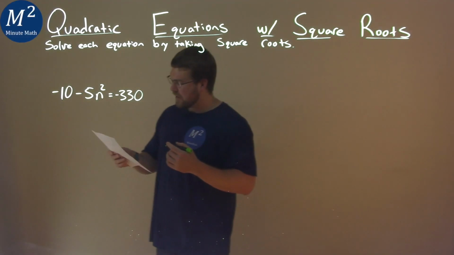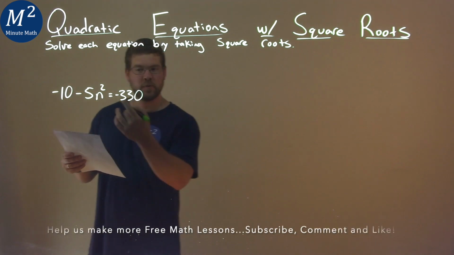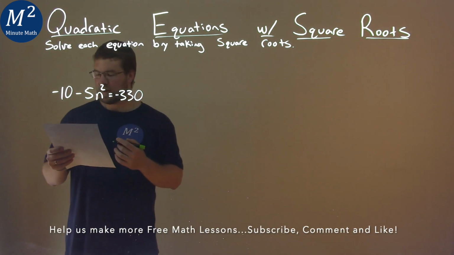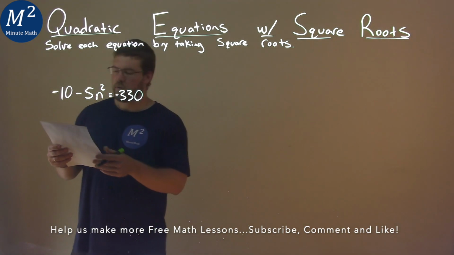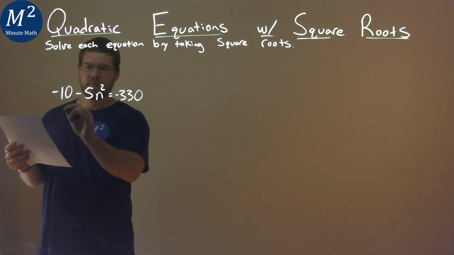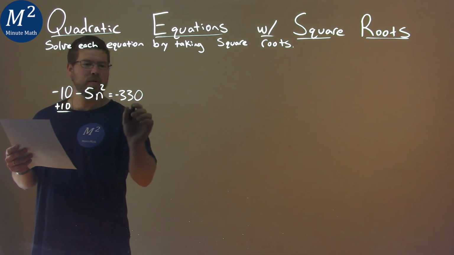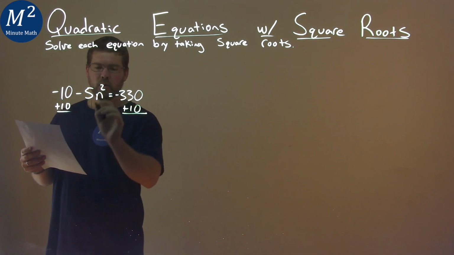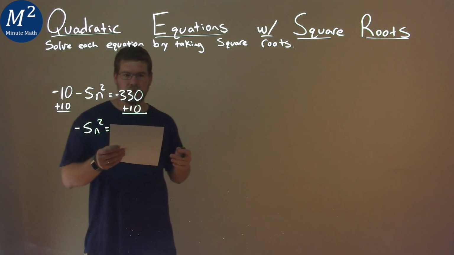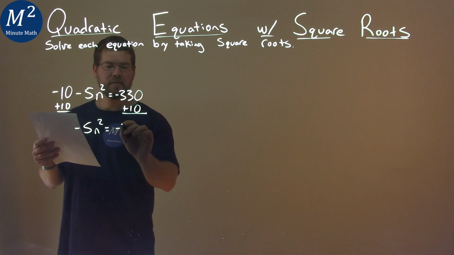We're given this problem right here. Negative 10 minus 5n squared equals negative 330, and we need to solve this by taking square roots. So first thing I want to do is try to get n squared, or n really, by itself. I'm going to add a 10 to both sides. We're left with negative 5n squared equals negative 330 plus 10, which is negative 320.